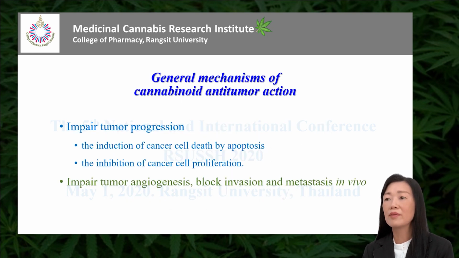General mechanism of cannabinoid anti-tumor action. Cannabinoids impair tumor progression at different levels. Their most prevalent effect is the induction of cancer cell death by apoptosis and the inhibition of cancer cell proliferation. In addition, in vivo experiments have shown that cannabinoids impair tumor angiogenesis and block invasion and metastasis.